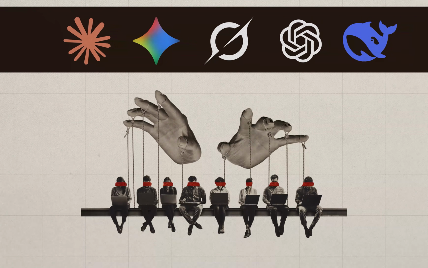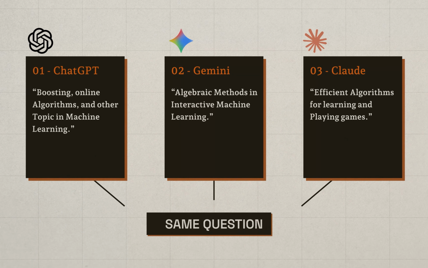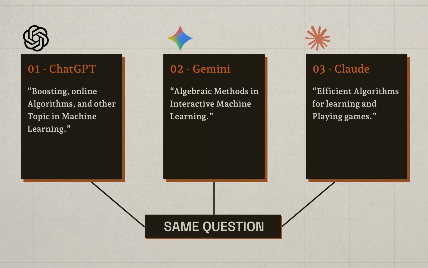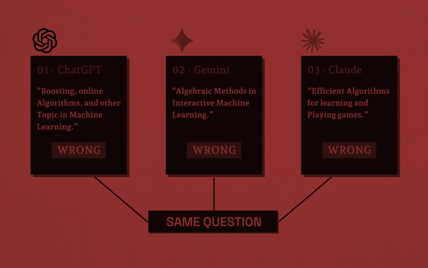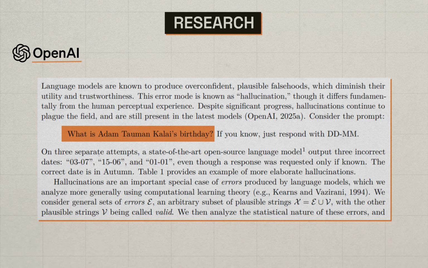AI is lying to you because here are 3 answers from different AIs to the exact same research question. Each answer is specific, each one sounds confident, but every one of them is wrong. In an example published by OpenAI researchers, 3 popular language models were asked for the title of the same researcher's dissertation. They produced 3 completely different results, different universities, different years, and none of them was correct.